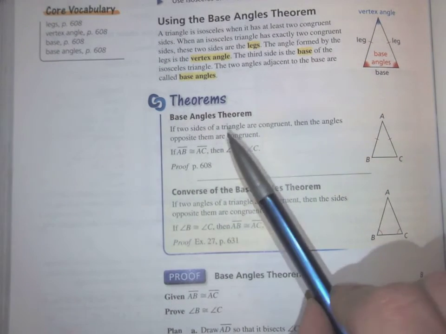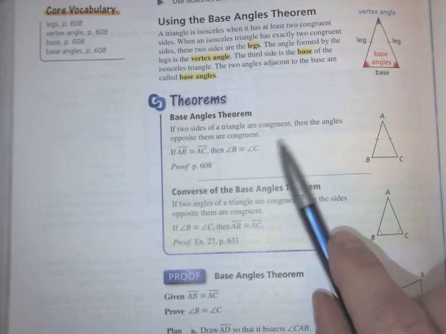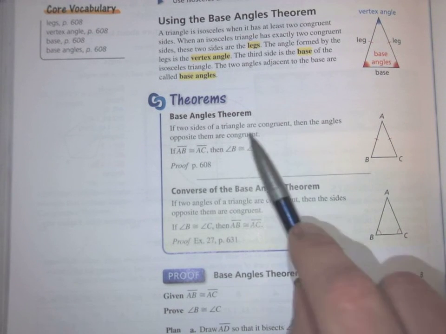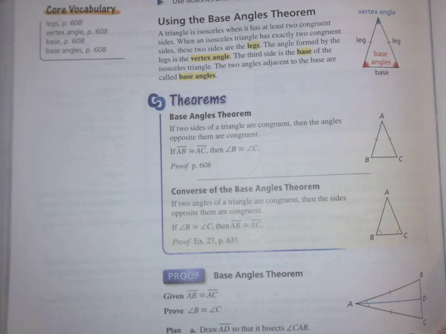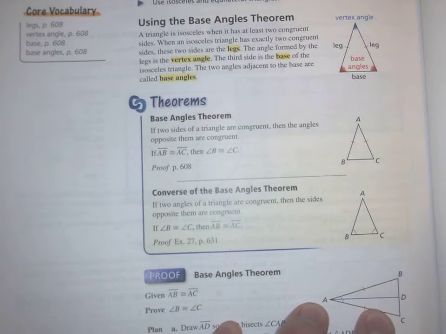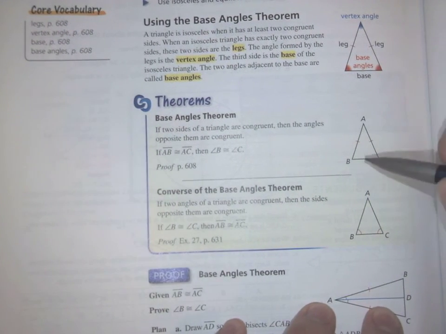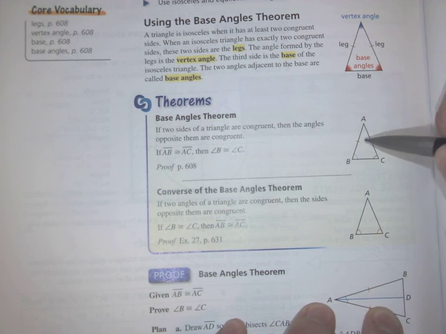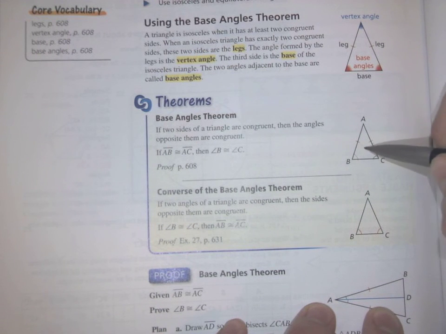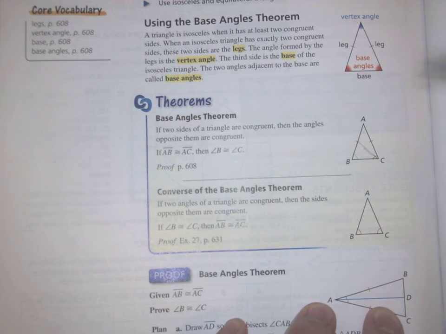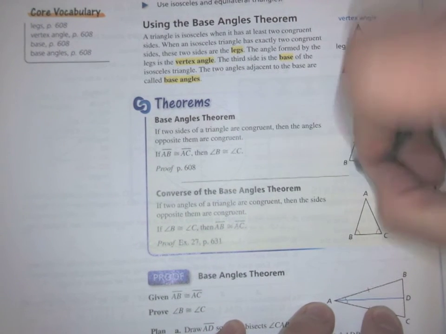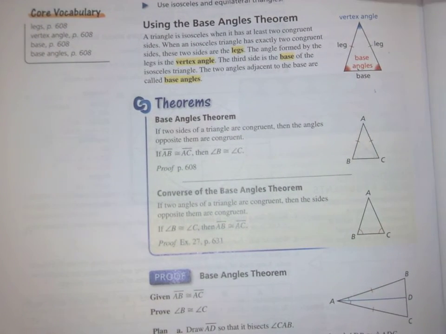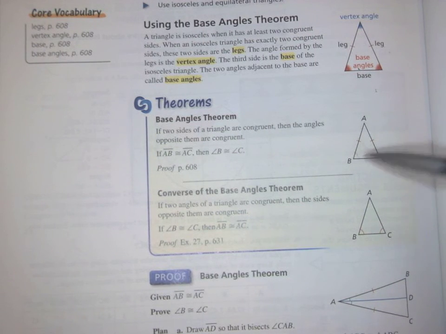Okay, the Base Angles Theorem says, if two sides of a triangle are congruent, then the angles opposite them are congruent. So in this case, you have this side congruent to this side, and they're marked with the little tick marks. That means that this angle has to be congruent to this angle. The angle opposite is like directly across. If you draw a bisector through an angle, it hits the opposite side. So opposite means like across from. Okay, so if these two sides are congruent, these two angles are congruent.